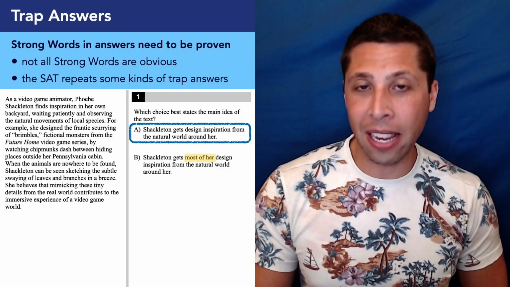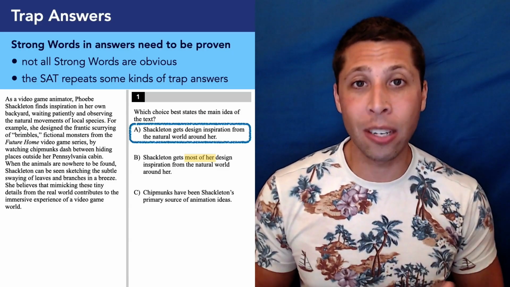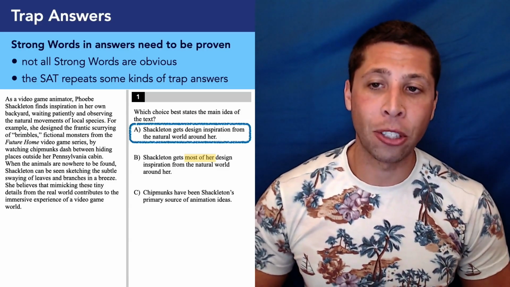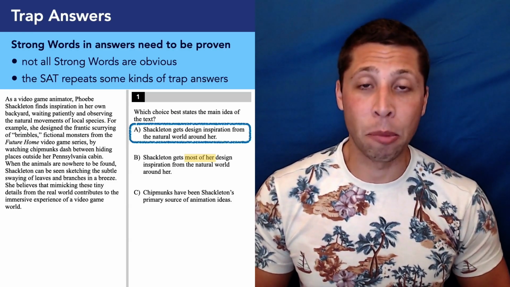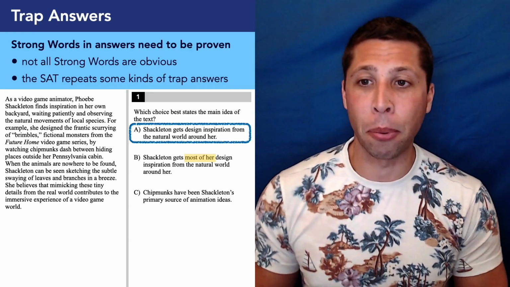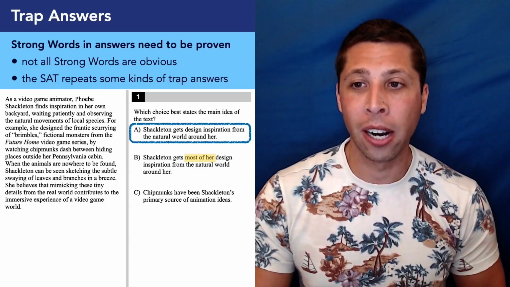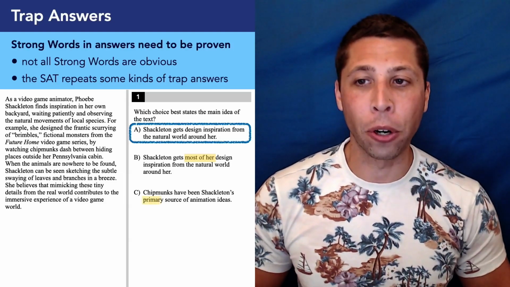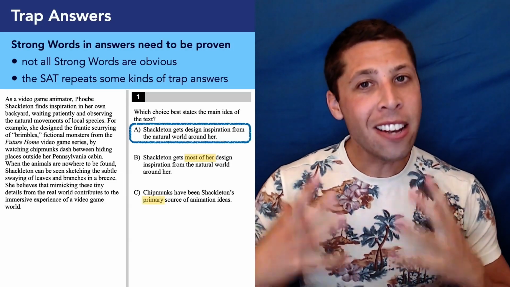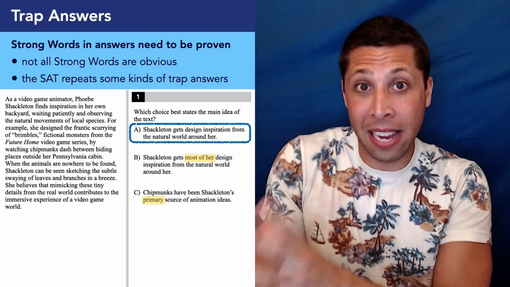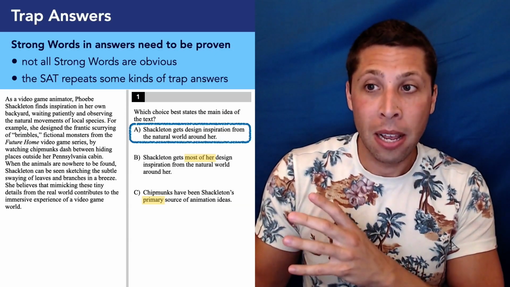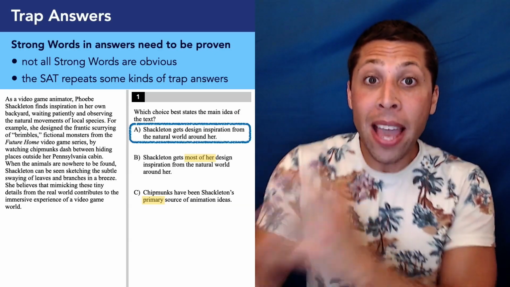Let me give you another example here that's a little bit different, and you can see where this is going. Chipmunks have been Shackleton's primary source of animation ideas. Well, yeah, it seems pretty good. They talk about the chipmunks. It seems to be a pretty important example that inspired her. But I'm bothered by the word primary. That's another very strong word. Now, they listed this example of the Brimbles and the chipmunks, but that doesn't mean that it was the main example.